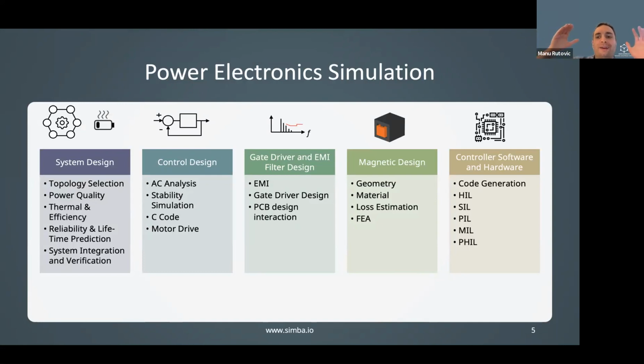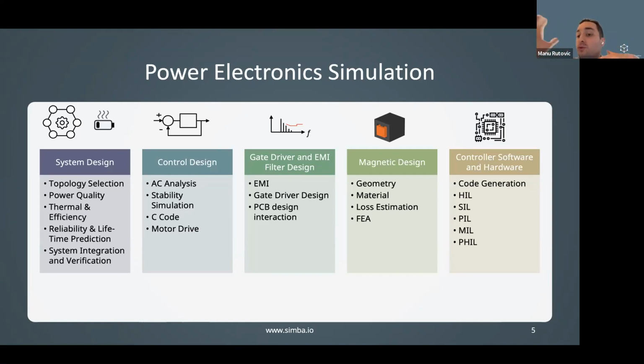Everything starts with what we can call system design, where we do high-level calculations, and basically we start with specifications. So we decide the topology, maybe we can try different options, and we can run maybe power quality studies. We do thermal analysis, efficiency analysis, estimate the loss, optimize the design. We can do also reliability analysis. We can also use those types of calculation and simulation to predict the lifetime of the power converter. So this is what we can call system design, or also the pre-design phase.